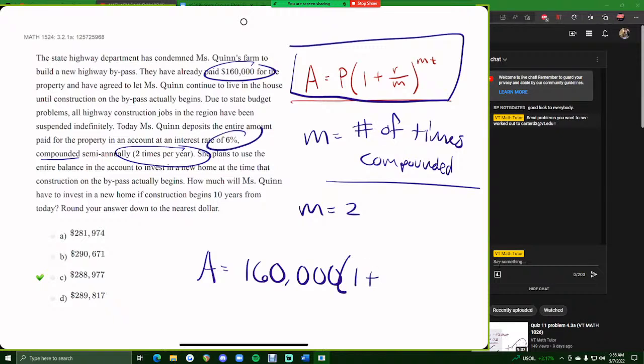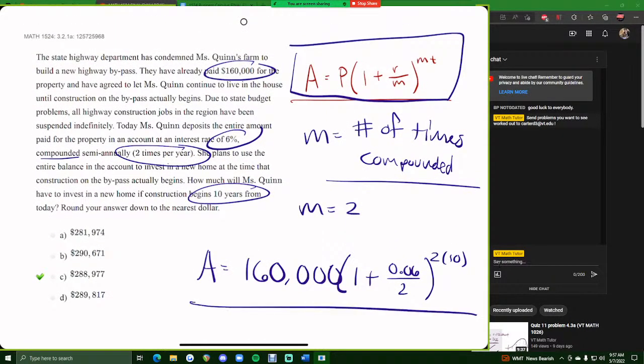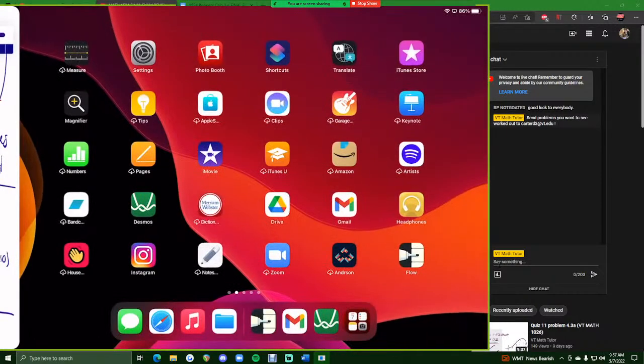Anytime you have a rate of 6, make sure to use the decimal version of it, 0.06, in any equation or any formula you are using. We do R divided by M, which is 2, and then we multiply by M times T. What is T? T is time in years, so 10 years. And I'll work it out real quick on Desmos, but this is all we need to do is calculate this. Let's open up Desmos.